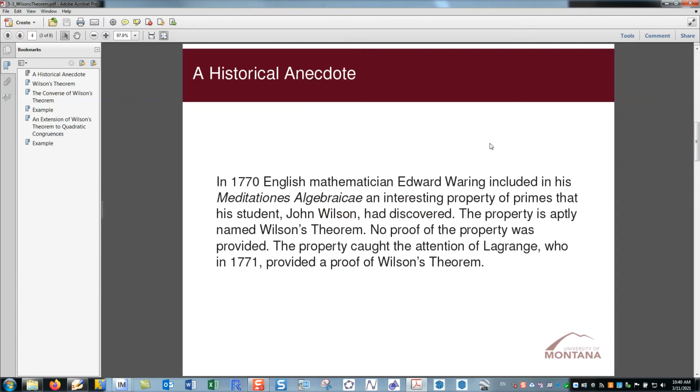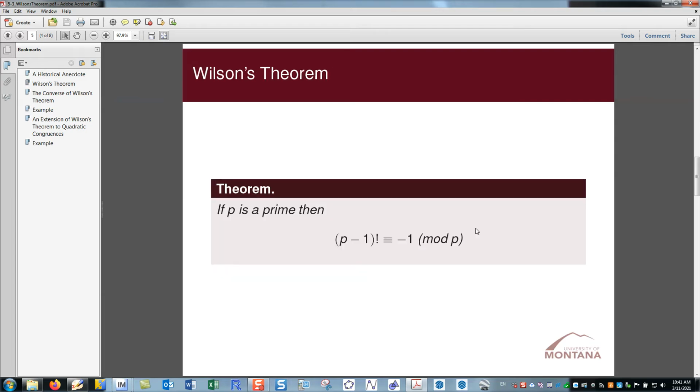In 1770, there was this English mathematician, Edward Waring, who included in one of his publications an interesting property of primes that his student John Wilson had discovered. So the property is aptly named after his student, as Wilson's theorem. No proof of the property was provided, but the property did catch the eye of Lagrange, who in 1771, a year later, provided a proof.